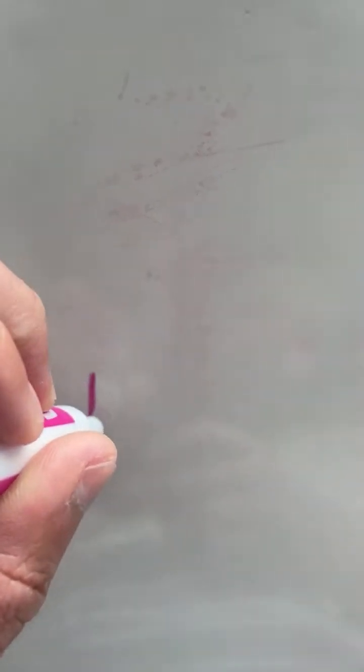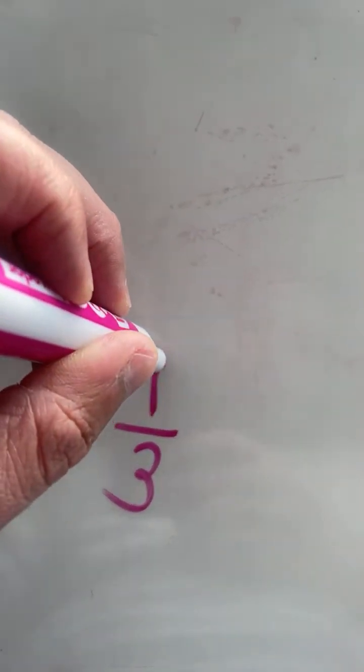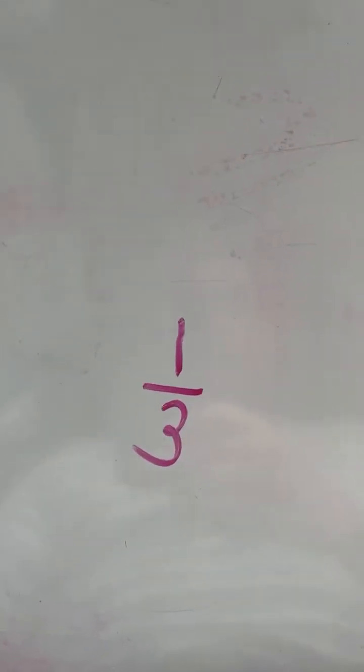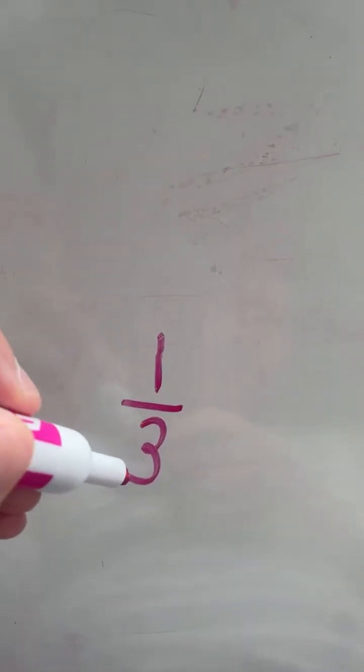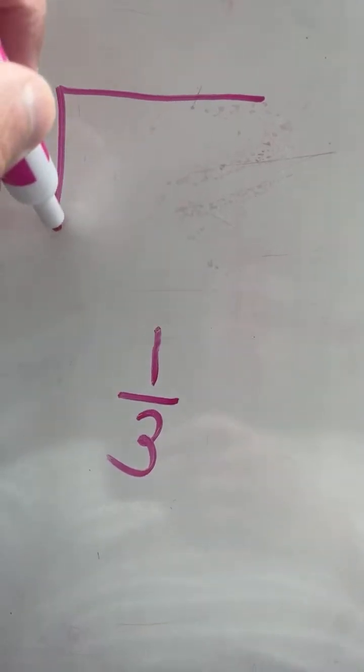For the next one, I'm going to keep it kind of simple. 1/3. I'm going to draw a fraction model representing 1/3. So the 3 in the denominator indicates that we have 3 total equal parts.